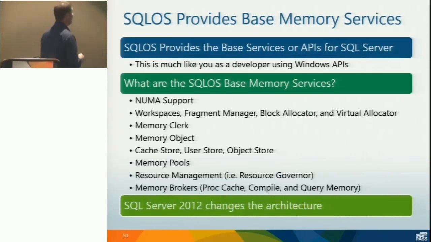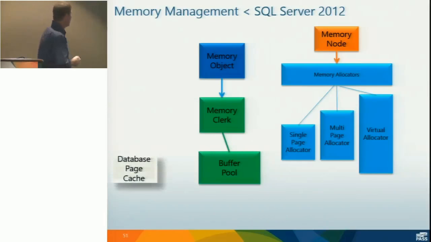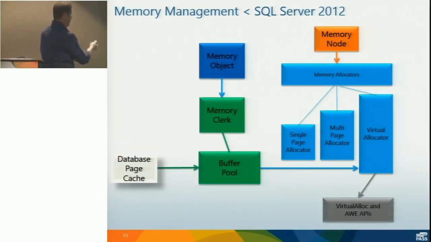SQL 2012 changes the architecture. I actually grabbed this slide from my talk 5 years ago, which I was told, by the way, was very confusing when I did it. But I thought it was still a good representation of what happens. And I want you to focus on the buffer pool part because that's one of the biggest changes. So when we need cache in SQL Server, we use this buffer pool concept. The buffer pool is going to use, prior to 2012, a virtual allocator API from SQL OS to get its memory. And that ends up calling virtual alloc APIs.